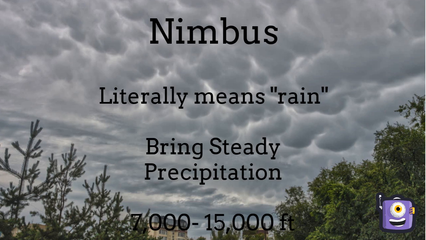Nimbus clouds come from the Latin word meaning rain. These clouds are typically between 7,000 and 15,000 feet. They bring steady precipitation. As clouds thicken and precipitation begins to fall, the base of the clouds tends to lower.